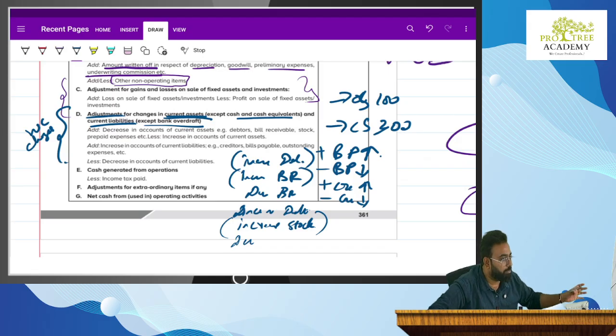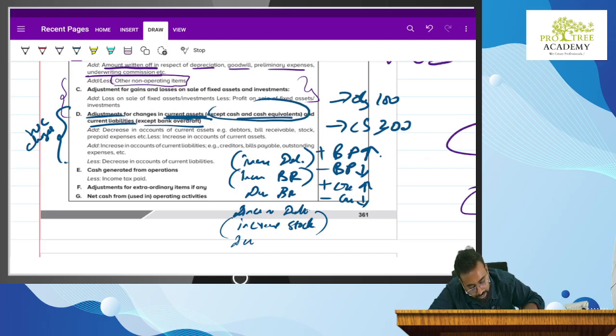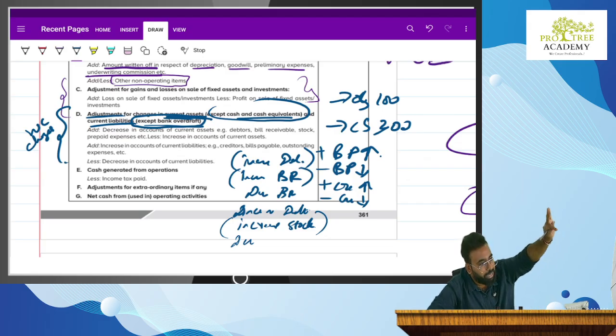We'll take the opening balance of cash and cash equivalents, add the current year net inflow or outflow, and we'll get the closing balance. That is why when I say current assets, it doesn't include cash and cash equivalents, and when I say current liabilities, it will not include bank overdraft. The logic is simple: cash and bank OD will come at the end, because there it is not about trading, operating, financing.